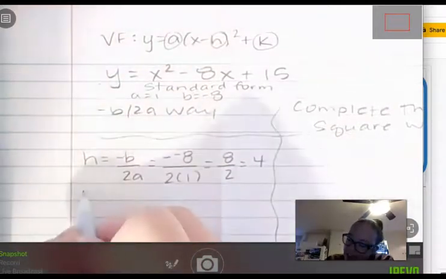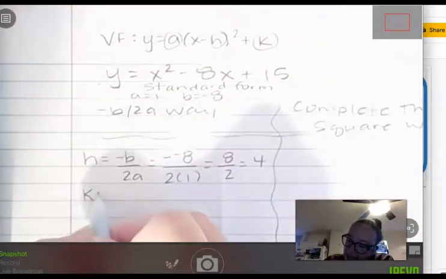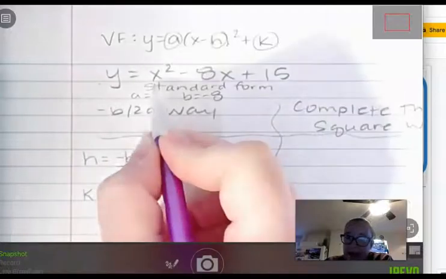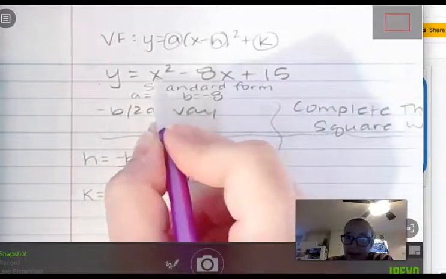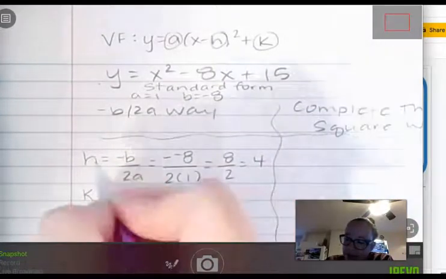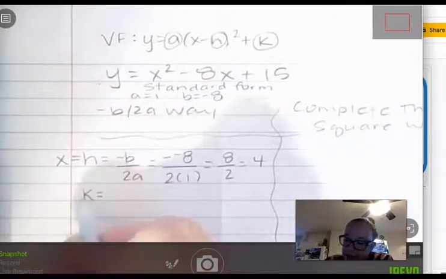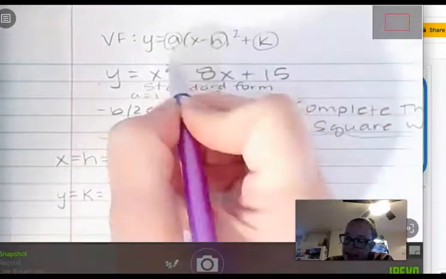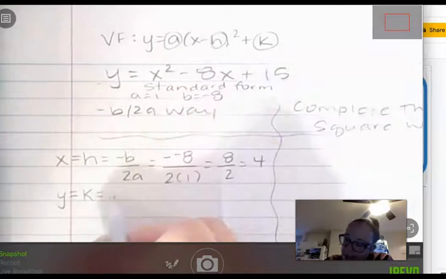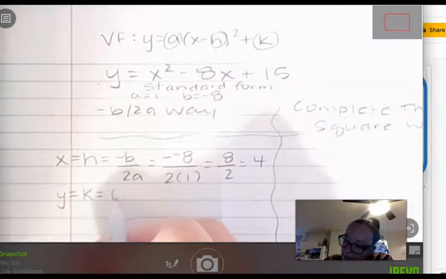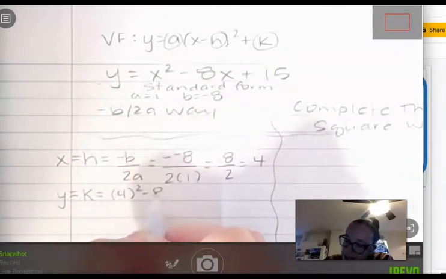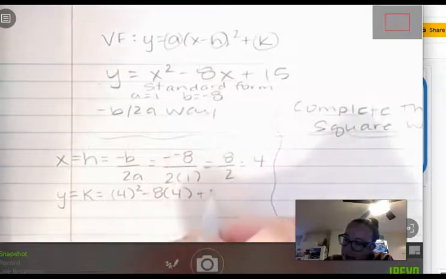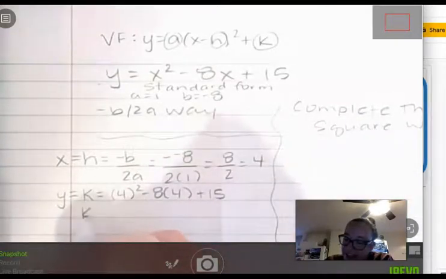All right, k. To get k, we have to plug back in. Plug that h, that x value, because remember that's the x value. K is the y value. Plug that back into these x spots. So I get 4 squared minus 8 times 4 plus 15. Yes, this is the same one we did.